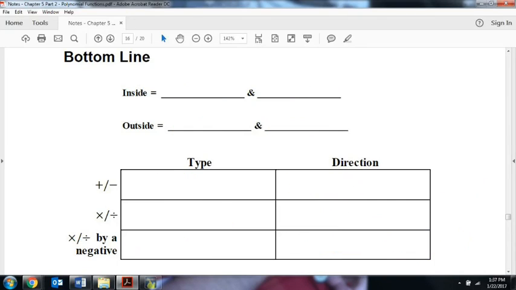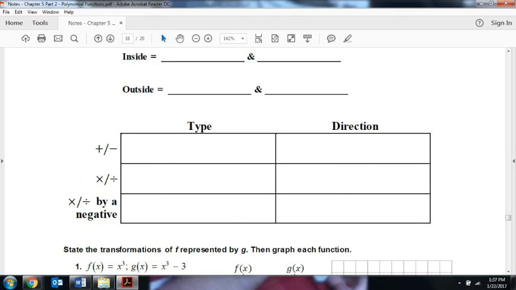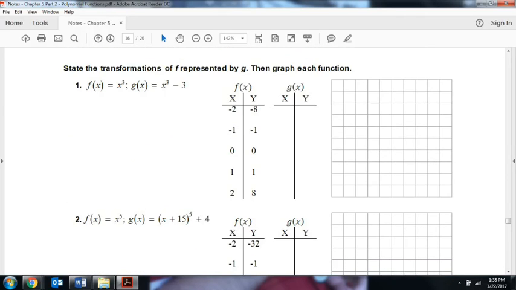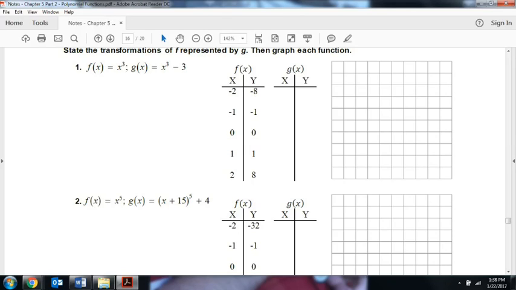Let's keep going. Number 1. We gave you all the points for these. We want you to state the transformations, create a table of points, and then graph it. So, without further ado, if I start off with x cubed, and all I do is subtract 3 on the outside. Well, it's outside, and it's subtracting, so this is a shift.